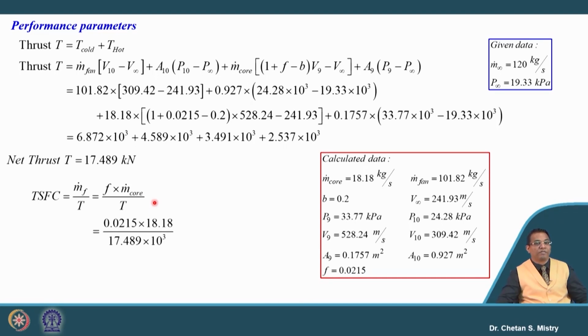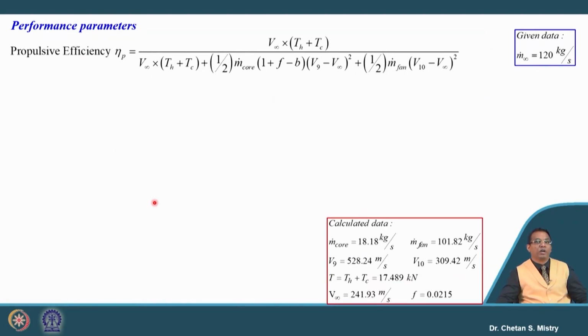Now, the next parameter we have is my thrust specific fuel consumption. This thrust specific fuel consumption we can correlate by fuel air ratio and n dot core, and this comes to be 0.0223 gram per Newton second.